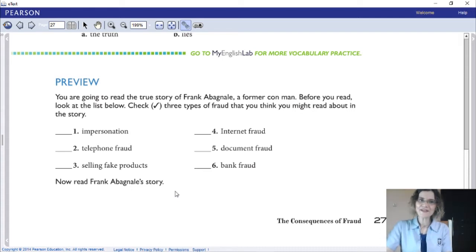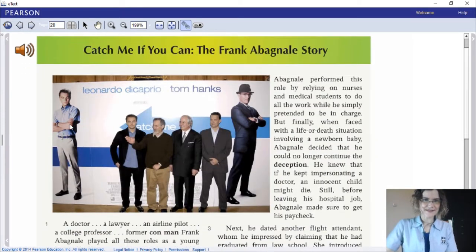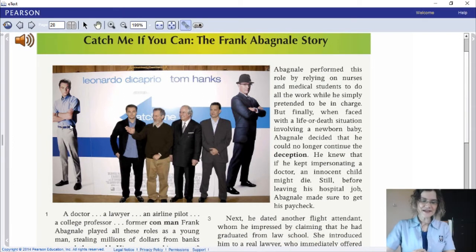Cool. Now we're going to read Frank Abagnale's story. Before we get into that, I'd like to remind you of the second reading strategy and skill you need to know, which is called skimming.